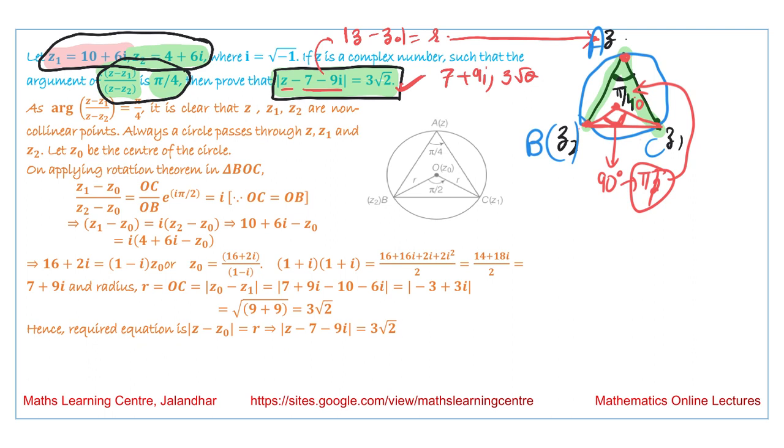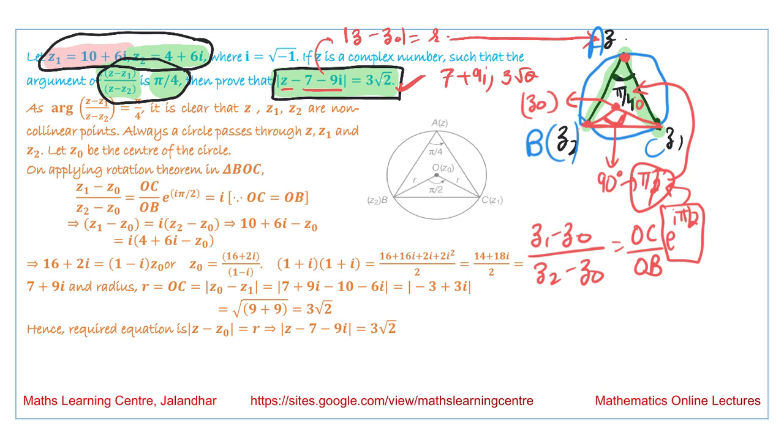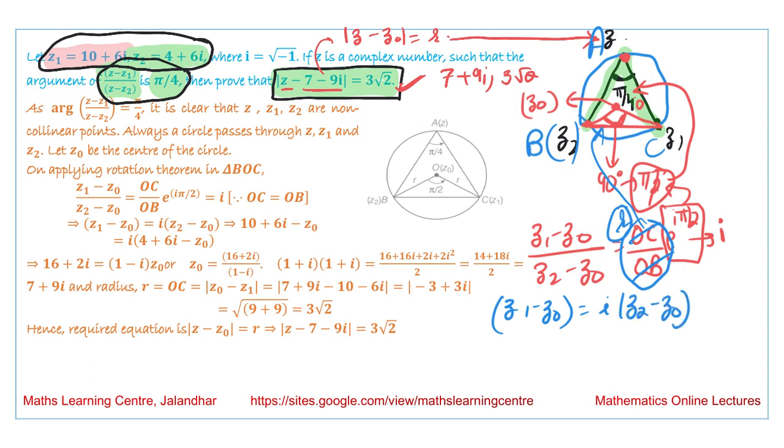Suppose the coordinate of this point O is z0. So we will have (z1 minus z0) over (z2 minus z0) equal to OC by OB times e raised to the power i pi by 2, where pi by 2 is the angle between these two lines. This value, e raised to the power i pi by 2, is equal to i, and both OB and OC are equal because both are equal to the radius. This cancels, so we obtain that z1 minus z0 is equal to i times (z2 minus z0).